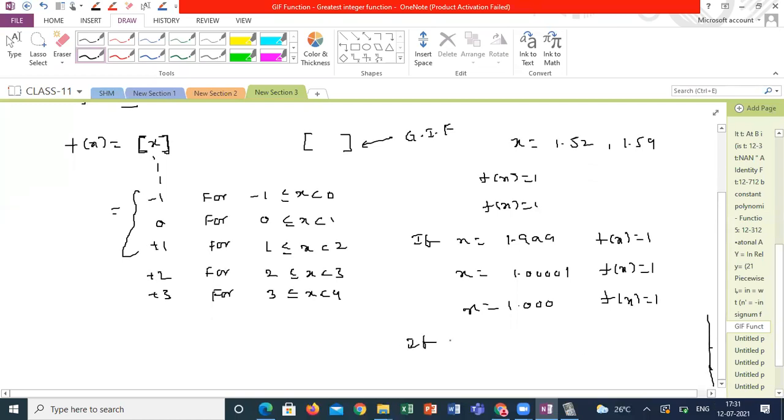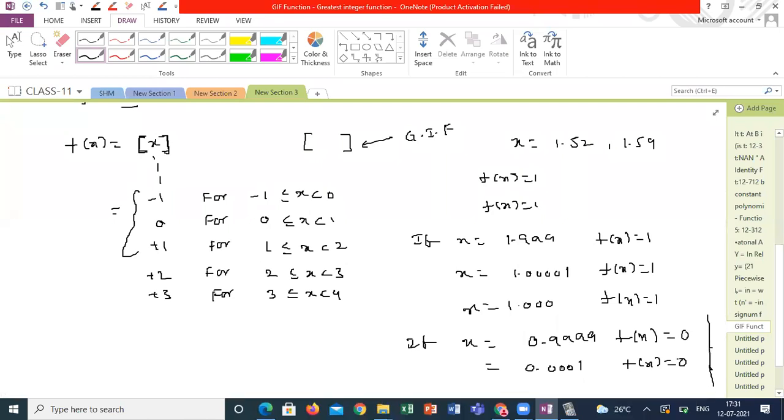If x is 0.999, my f of x is 0. Even if it is 0.0001, my f of x is 0. What is its meaning, guys? What is its meaning? Why am I calling this the greatest integer function?